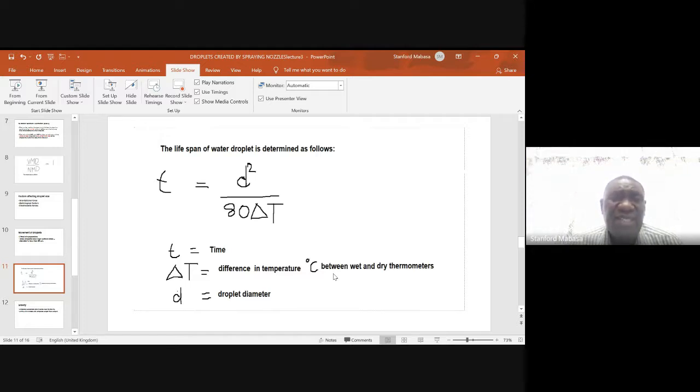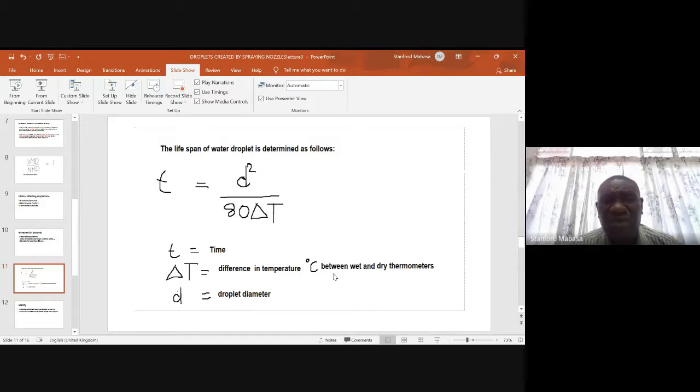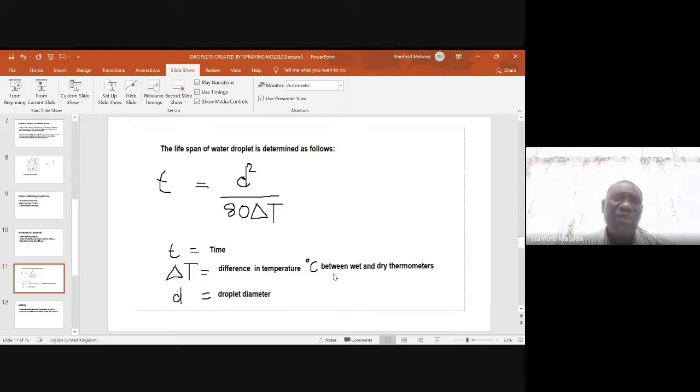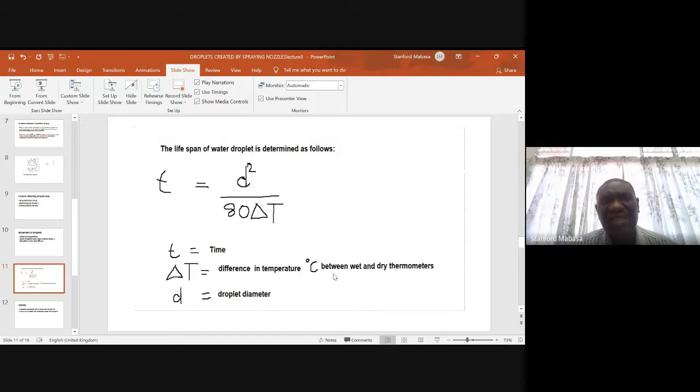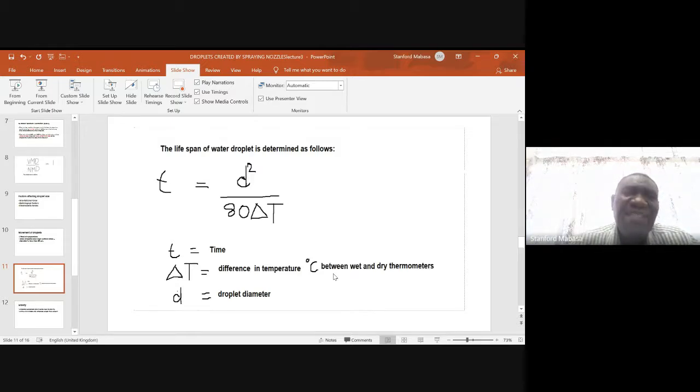Here is an equation which can tell us, because once we release the droplets, depending on their size, if they evaporate, they tend to disappear after coming from the sprayer. So sometimes we talk of the lifespan of the droplet once it has been released from the sprayer. We expect the lifespan of a droplet to be long enough so that it can deliver the herbicide to its target. But some droplets may not last. They may fail to deliver the pesticide.